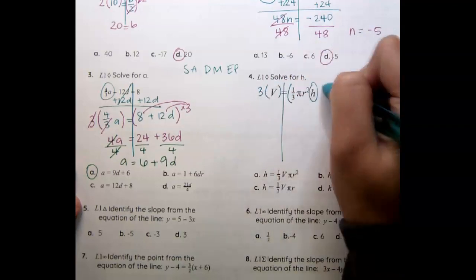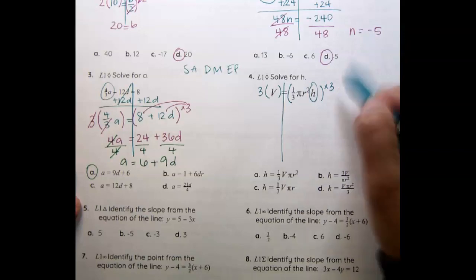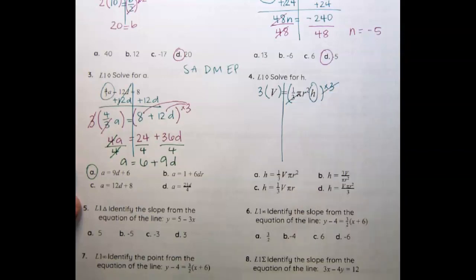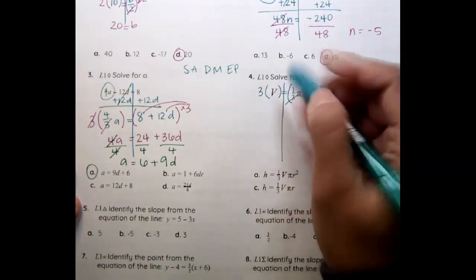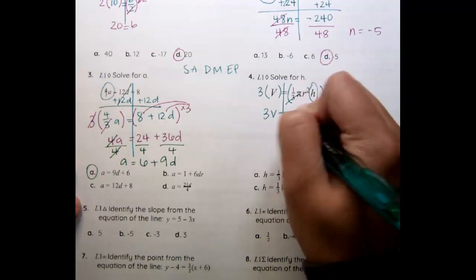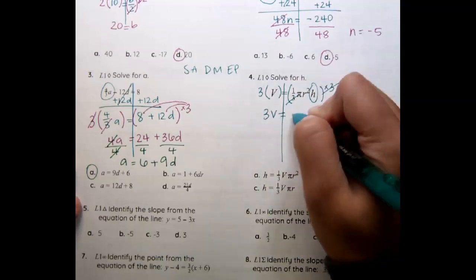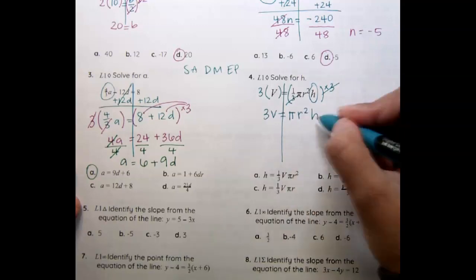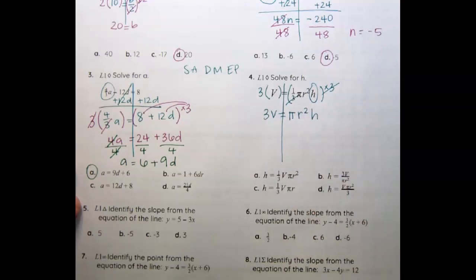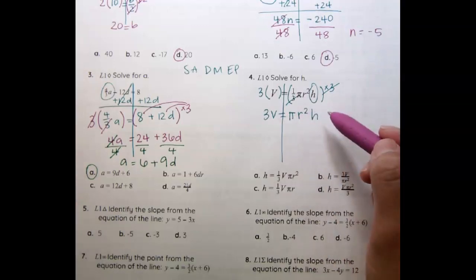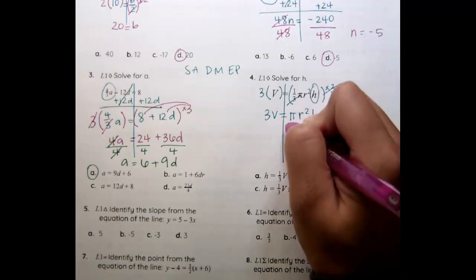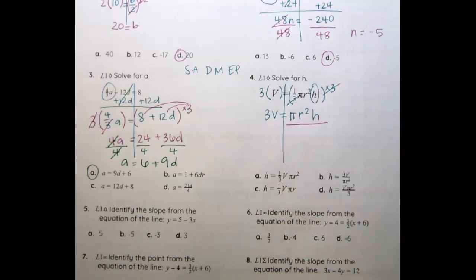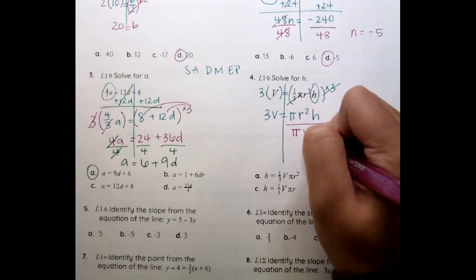So I'm going to multiply both sides by 3. This 3 cancels out this 3. This 3 just gets put next to the v because that's really all that can happen. I still have pi r squared h. I'm solving only for h, so I need to get rid of pi and r squared. Pi, r squared, and h are being multiplied, so the opposite of multiplication is division. I divide by everything that I want to get rid of.